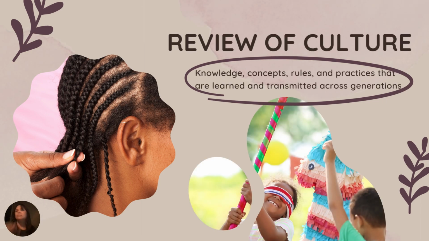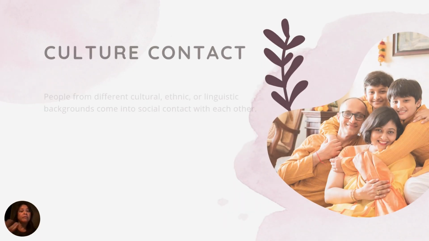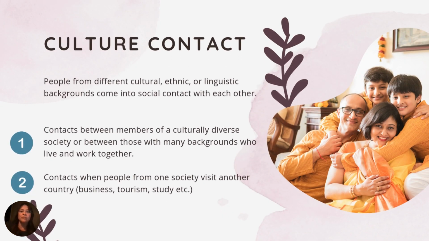So, we've already talked about what culture is. It's the knowledge, concepts, rules, and practices that are learned and transmitted across generations. Now we have better definitions of the difference between race, ethnicity, and culture. And I think there are just a couple of visuals here. A piñata is very typical within Mexican culture. Within the Black community, there's hair culture. How you do your hair, the products you use, how long it takes to do your hair, all of these things are part of your culture, right? These are the narrow definitions of culture.